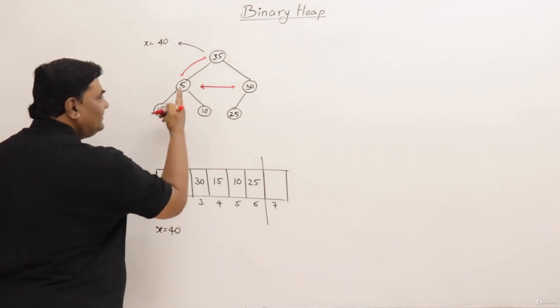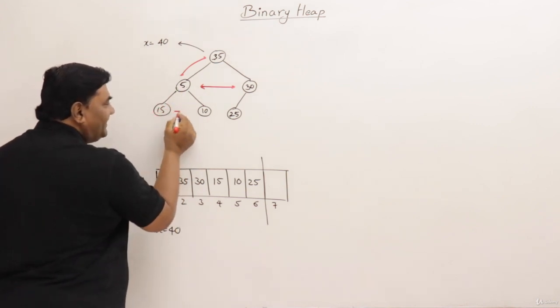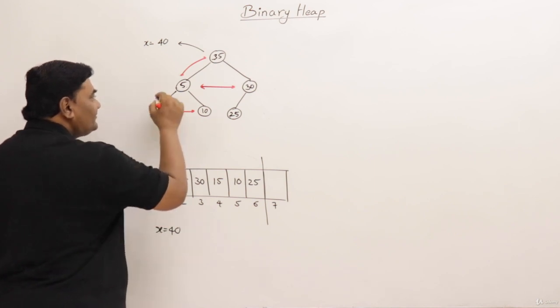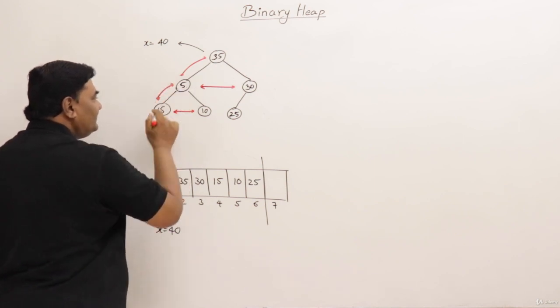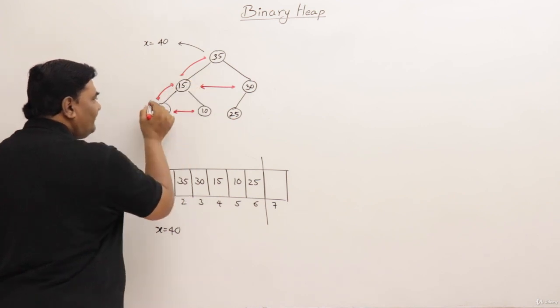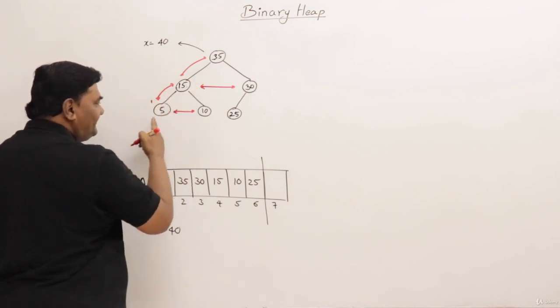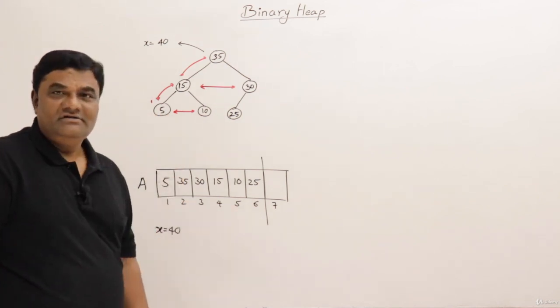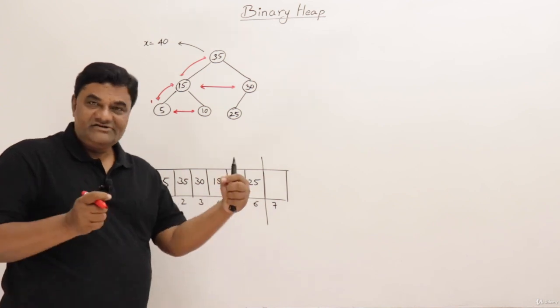Then continue. From here, compare its children. Which child is greater? This is greater. So interchange 5 with this one. 5 comes here, 15 goes there. Now from this place, there is no left child or right child for this node. So stop.